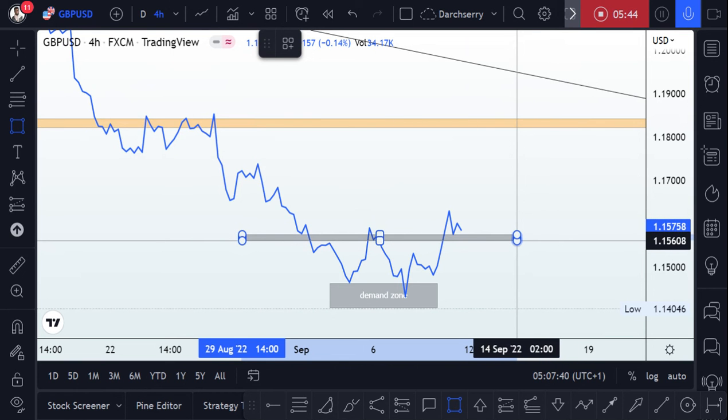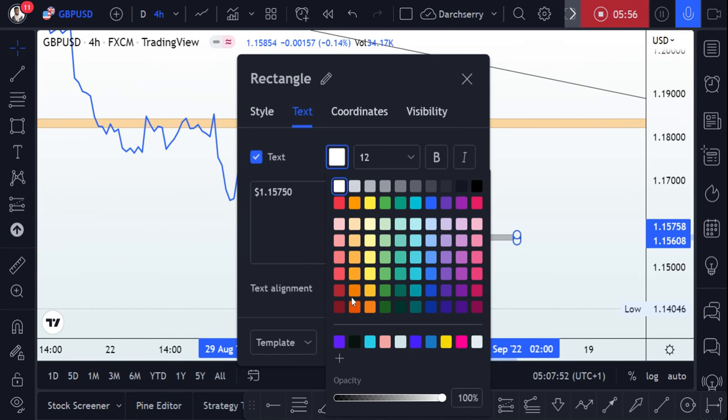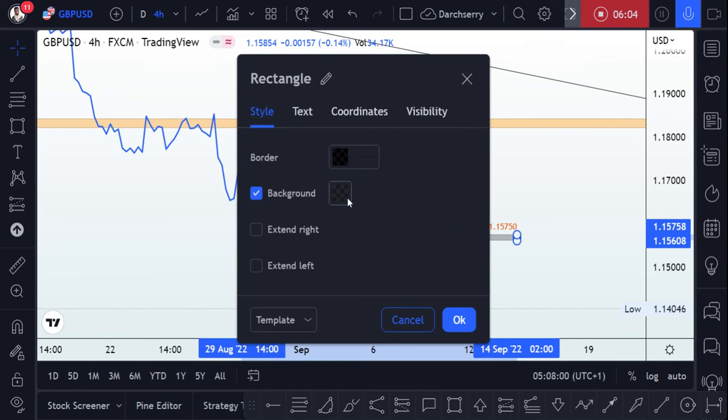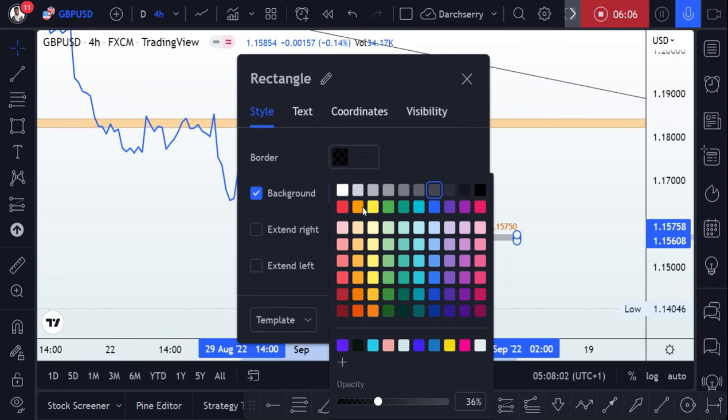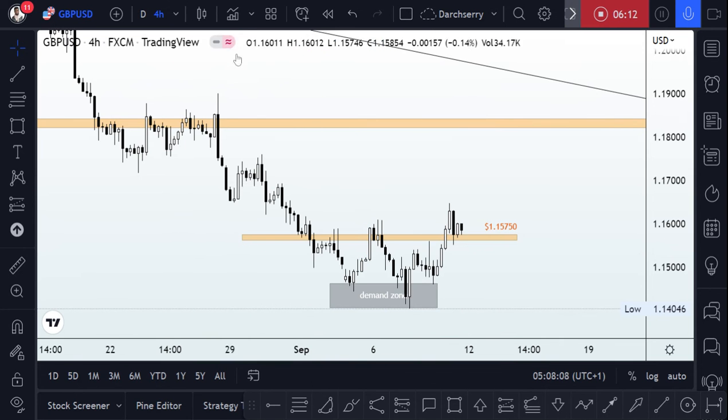So let's do this, and then let's label it for the sake of clarity. So we have 1.15750 area. Let me give this a gold color and place it at the top right hand side of our screen. Okay, so we have something like this. And now let's go back to our candle chart.